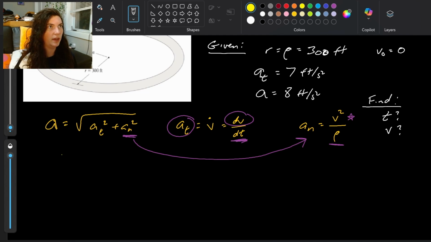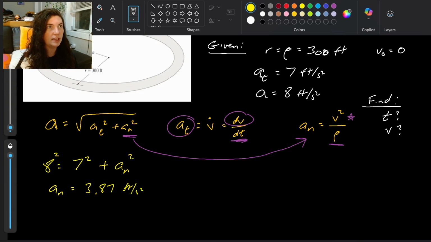We have our acceleration given. We want to find it at 8, and I'm going to move that square root over. So 8 squared is going to equal 7 squared, that's our tangential acceleration, plus an, our normal acceleration squared. That's easy enough. I can subtract that 7 squared over. I get a normal acceleration in the normal direction of 3.87 feet per second squared.